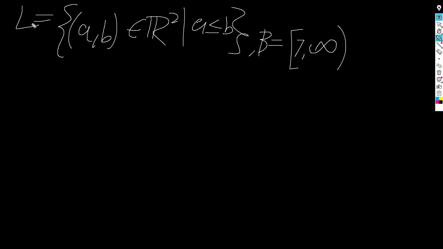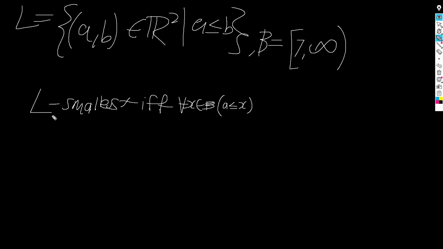So for example, let L be the relation defined before, and B be the closed interval from 7 to infinity. Does B have any L smallest or L minimal elements? Let's see. An element A would be an L smallest element of B if and only if for all X in B, A is less than or equal to X. And if we let A be 7, then we find out that 7 is an L smallest element of B, since 7 is in B and 7 is less than or equal to everything in B.